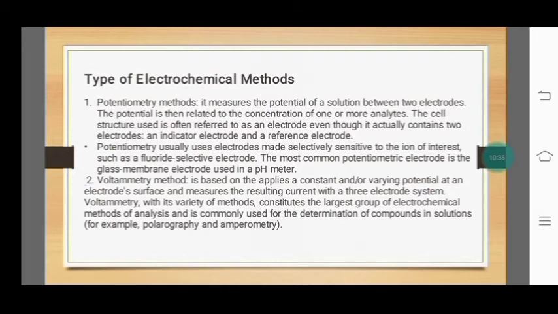The second type of electrochemical method is the voltammetry method. It is based on applying a constant or varying potential at an electrode surface and measuring the resulting current with a three electrode system. So voltammetry, with its variety of methods, constitutes the largest group of electrochemical methods of analysis and is commonly used for the determination of compounds in solution. For example, polarography and amperometry.